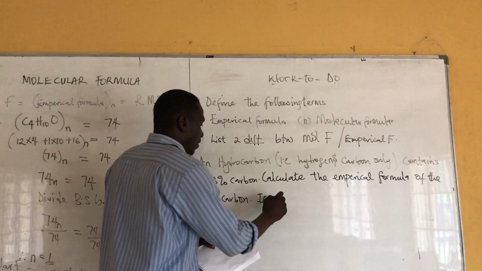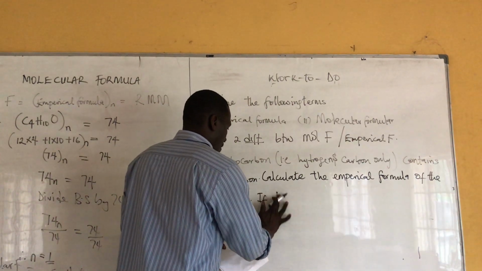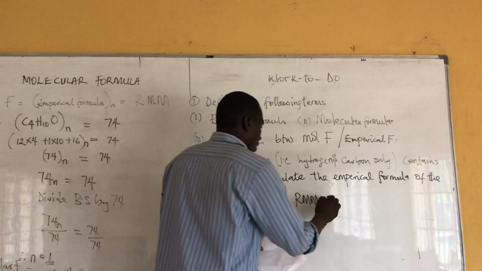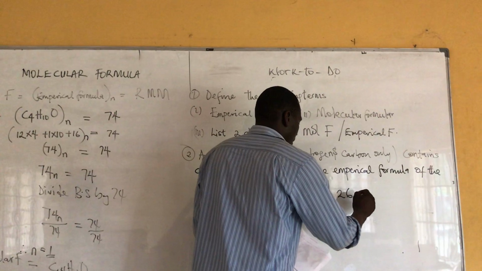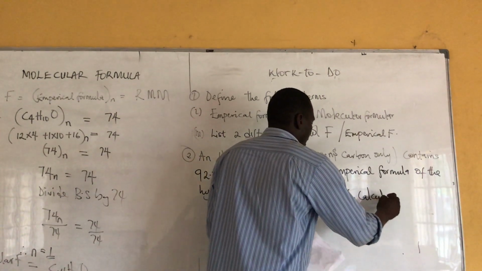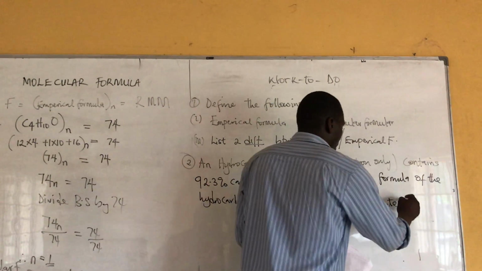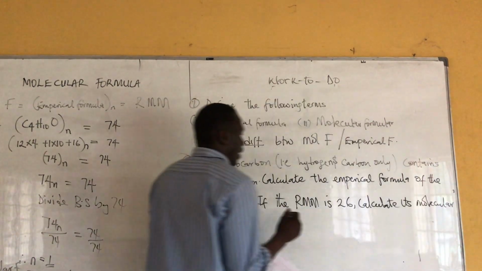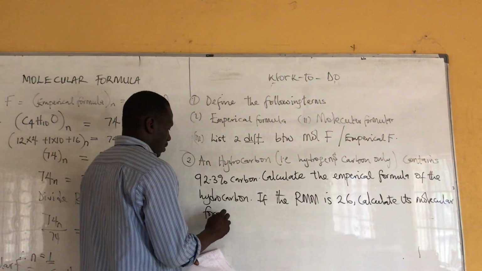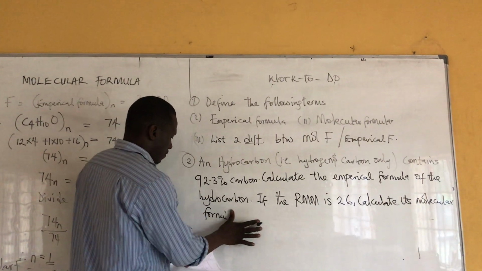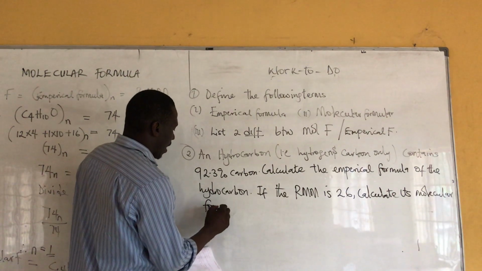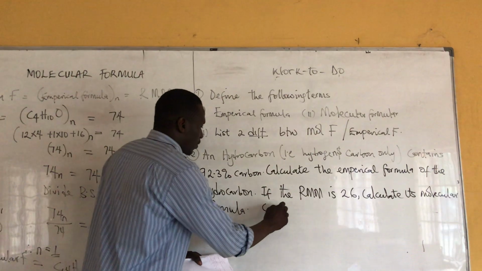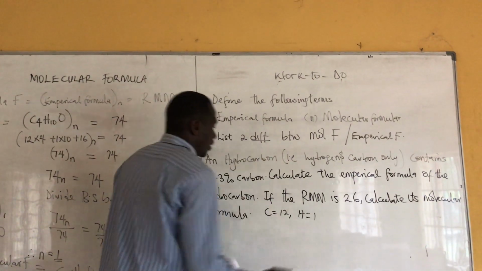If the RMM is 26, calculate its molecular formula. Carbon equals 12, hydrogen equals 1.